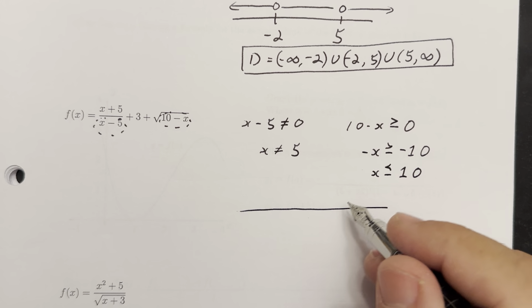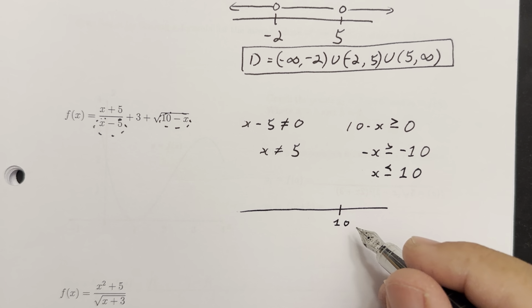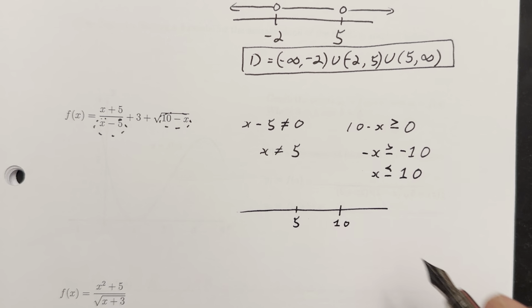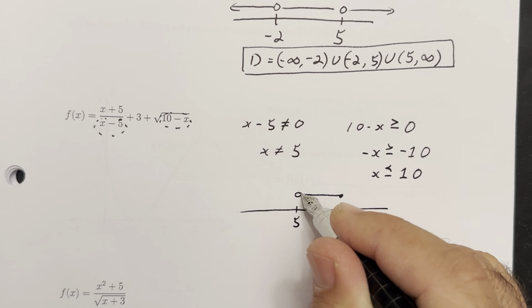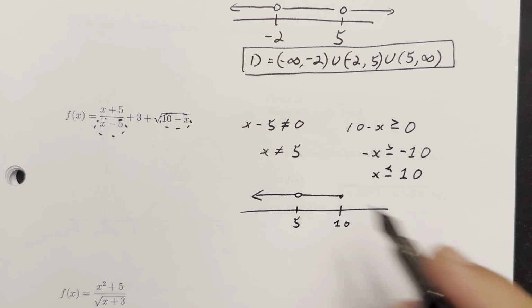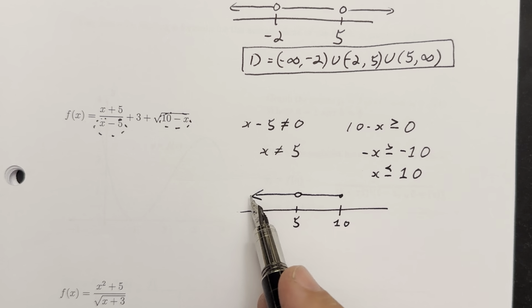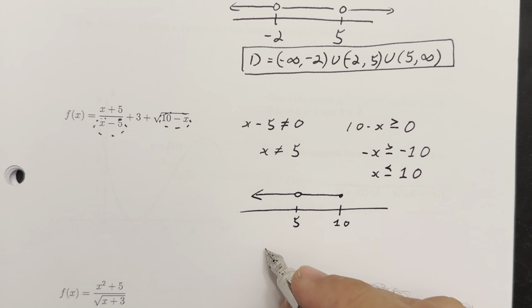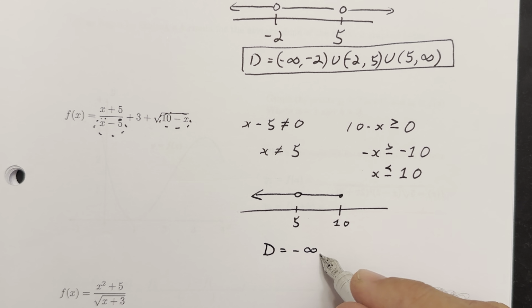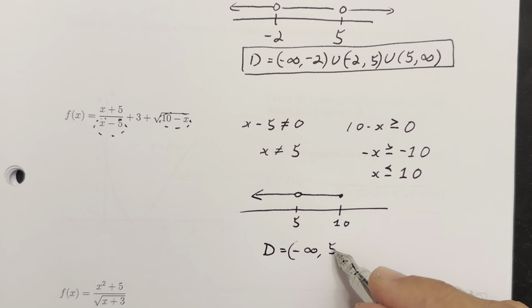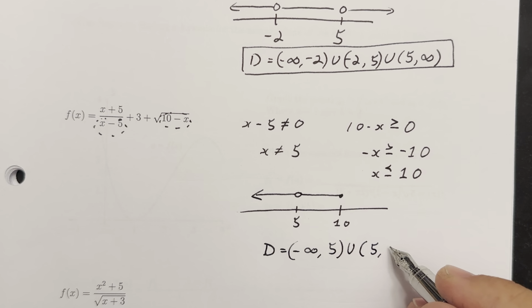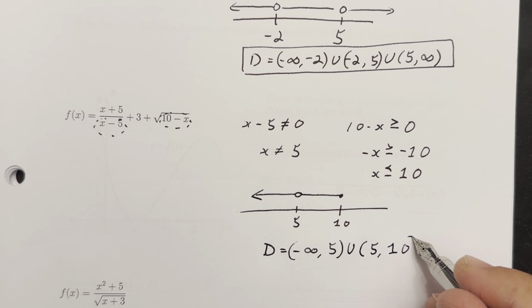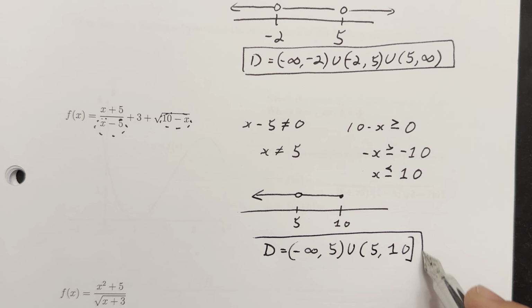So putting these together, we've got 10, we got 5 here. And we go to the left, but we can't be 5. We go on like this, right? X is less than 10, but it cannot be 5. And so our domain is simply -infinity to 5, parentheses, union, parentheses, 5, all the way up to 10. And the 10 we include with a bracket.